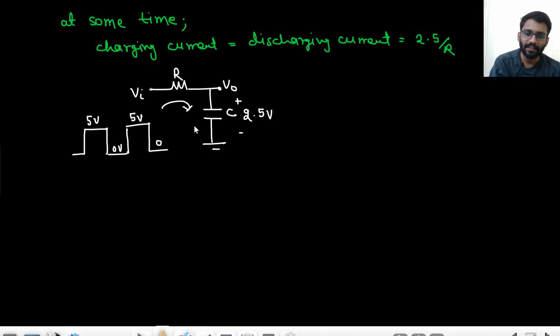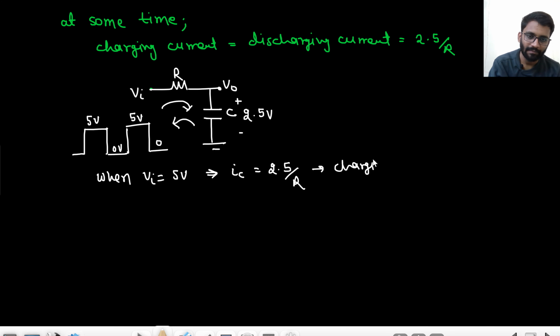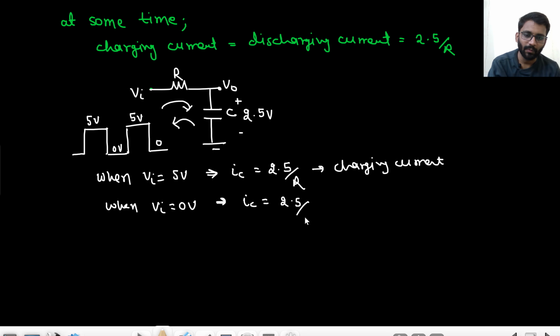So this is the charging current, this is the discharging current. When V in is 5 volt, what will be the charging current? Charging current would be 5 minus 2.5, that would be 2.5 by R. This is the charging current. And when V in is 0 volt, what will be the discharging current? That would also be 2.5 by R. That would also be discharging current, right?